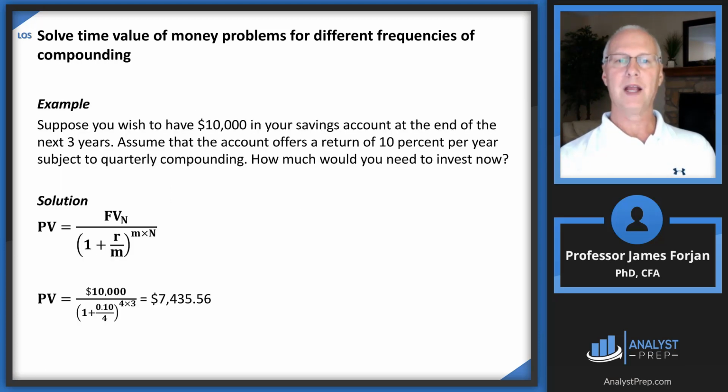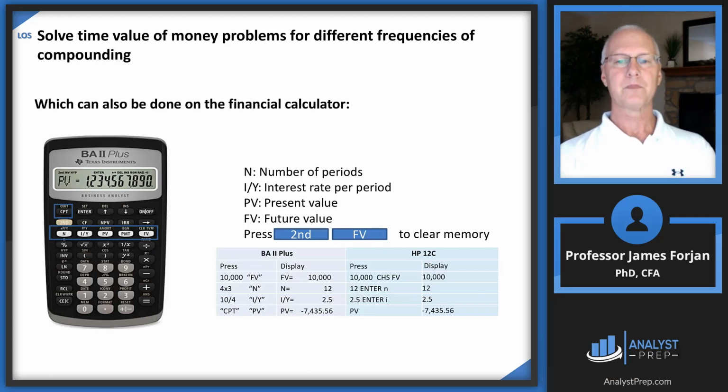So let me just go back here. Notice what we're given in this problem. We're given $10,000, so that's going to be a future value. We want that at the end of 3 years. N is going to be 3 years. The interest rate is going to be 10%, and there's nothing in here about the payment, so we're going to make the payment 0. All right, so here are the inputs for the calculator.